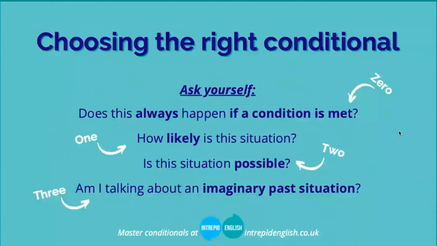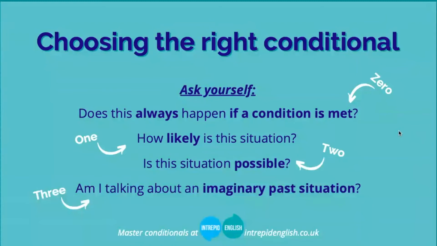Okay. Let's take an example. If I warm water to 100 degrees, it boils. Okay. Does this always happen? Yes. It's not possible to heat water to 100 degrees without it boiling. It's always the way that it works. So we use the zero conditional because it always happens.